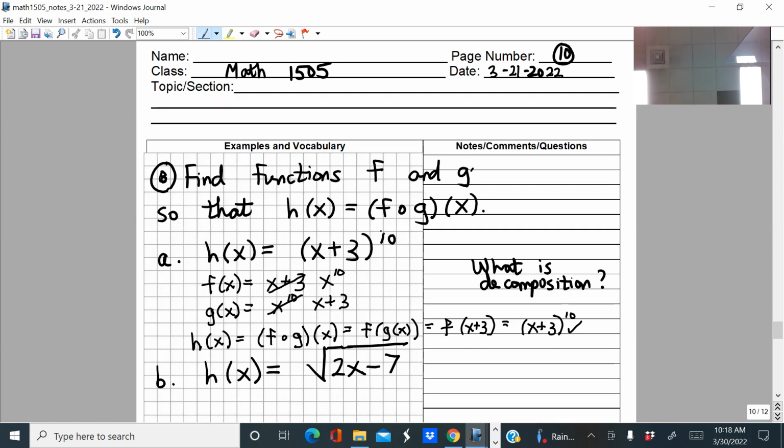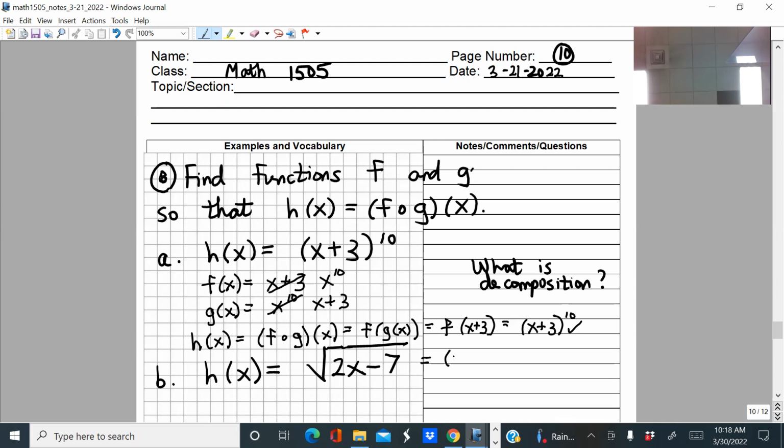Now, initially, as I mentioned, these two examples look quite a bit different. Here you're taking this expression x plus 3 and raising it to the 10th power. And here you're taking a square root, which seems not the same. But really, this example and this example are very close to each other, because you can remember you can write square root as an exponent. Square root is what power?